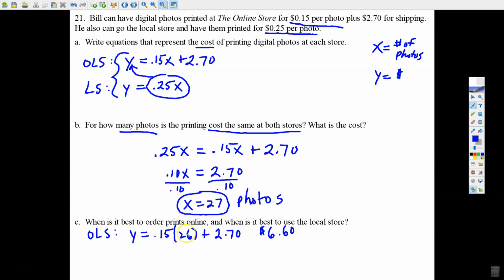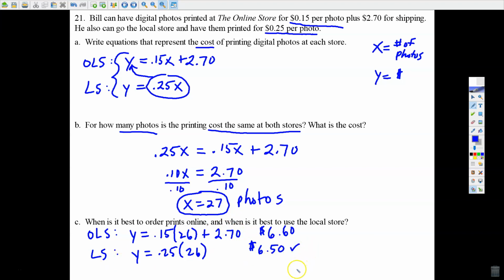Okay, well, let's do that same little test with a local store. If I just had 26 photos, how much would the local store charge me? So they're going to charge me 25 cents for every picture. I've got 26, and I don't have the shipping fee, obviously, because they're local. I don't have to do it online. So this time I'm going to do 0.25 times 26, and that's $6.50.